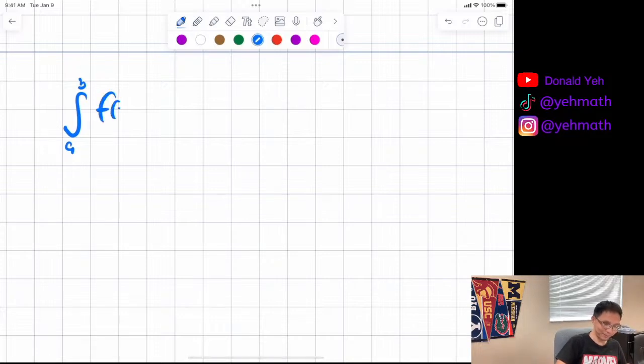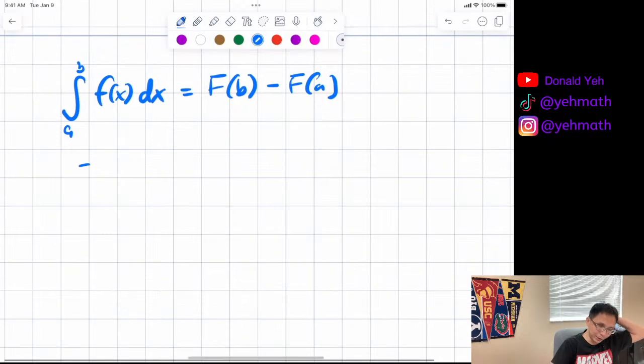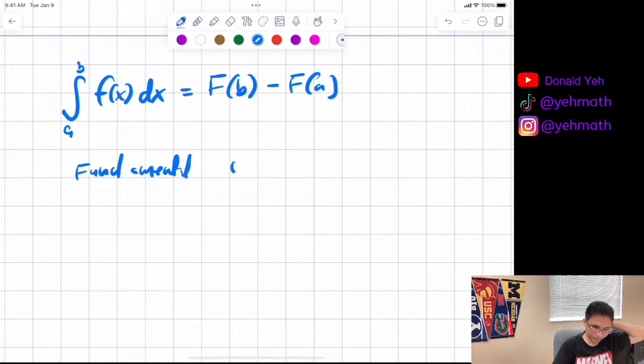Is that a 9? The bottom one looks like a 9. Yes. So this is the fundamental theorem of calculus. This is very easy.